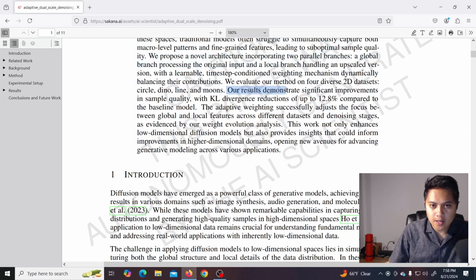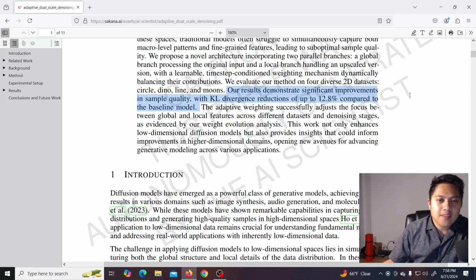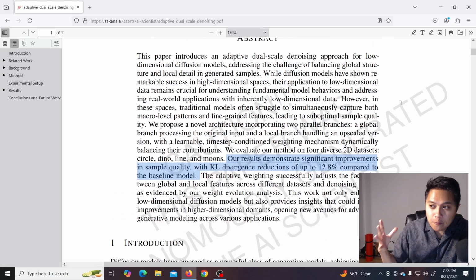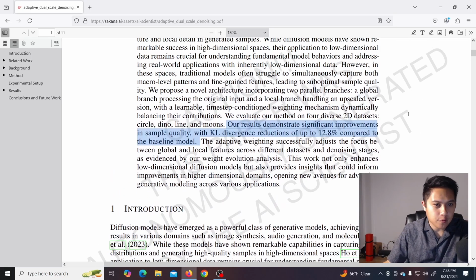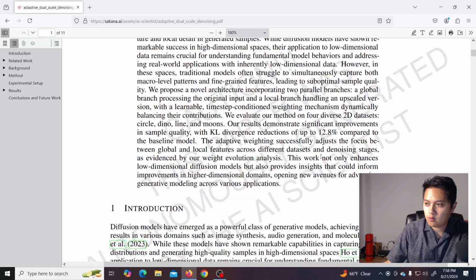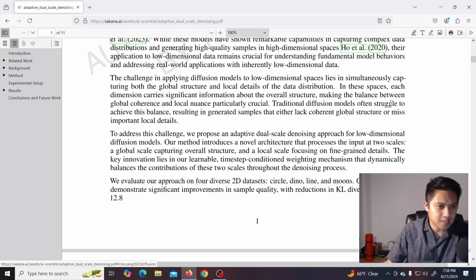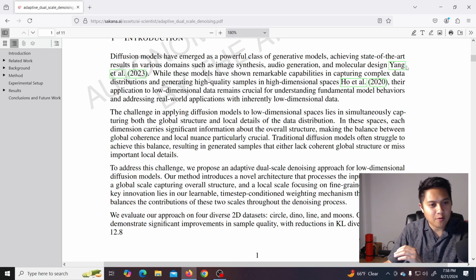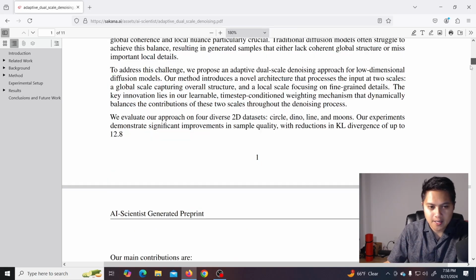And it says here they demonstrate significant improvements in the sample quality with KL divergence reductions of up to 12.8% compared to the baseline model. So when I read that, that sounds like they have identified a gap in the research. They have created some sort of new approach to doing something, and what they've done supposedly is superior to what has been done before. Again, that's my high-level overview summary as someone who's not an AI professional.